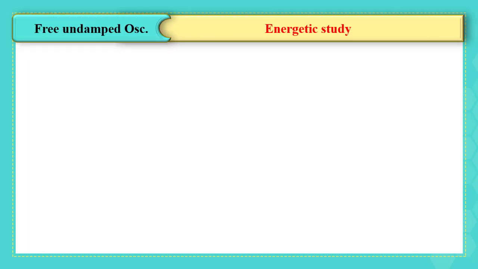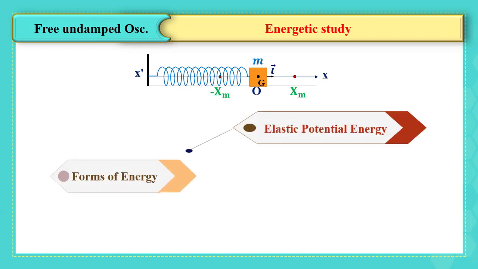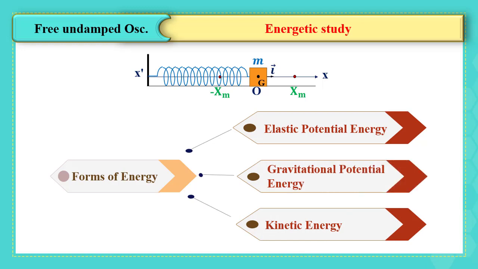To study the energy of a simple harmonic oscillator, we first consider all the forms of energy it can have. We know from the existence of the spring that the energy stored in the deformation of a simple harmonic oscillator is a form of elastic potential energy. Due to motion, there is kinetic energy, and in some cases, if the motion is not horizontal along the gravitational potential energy reference level, then gravitational potential energy exists.